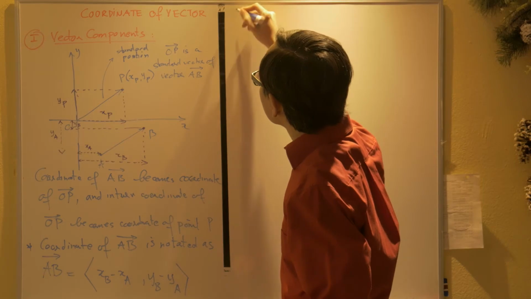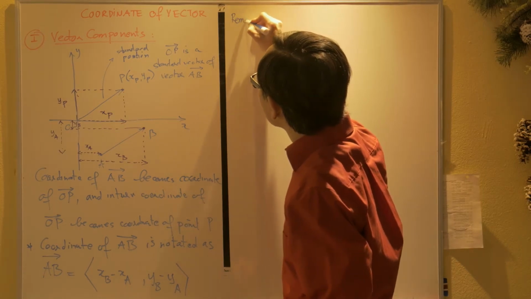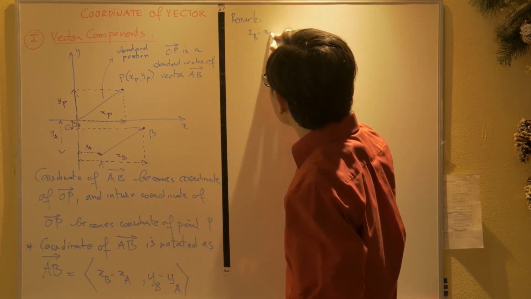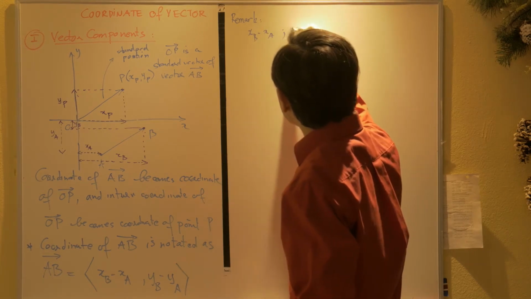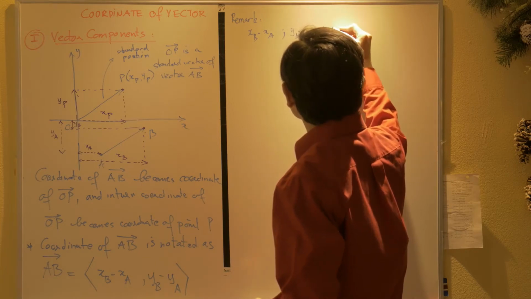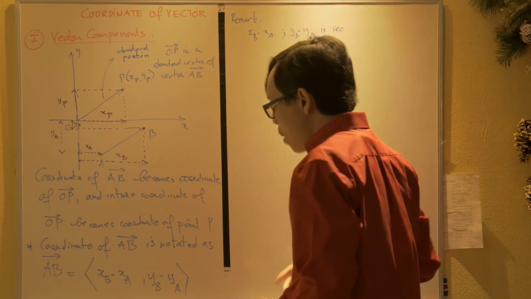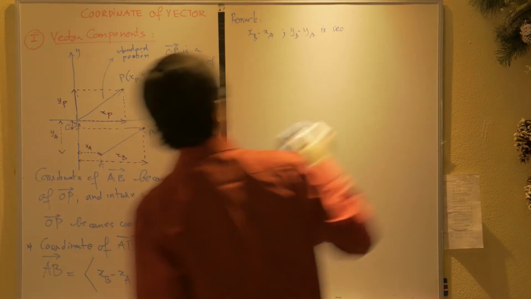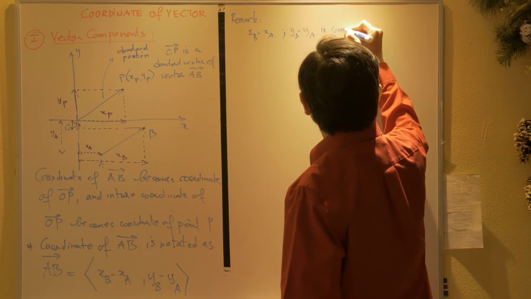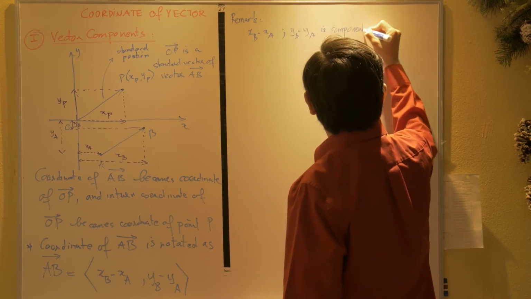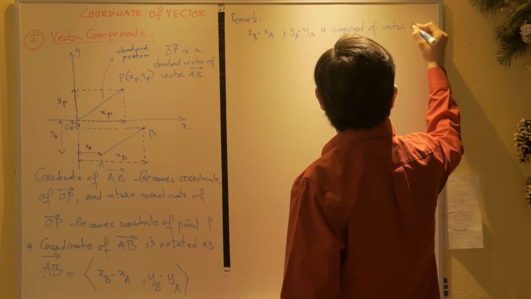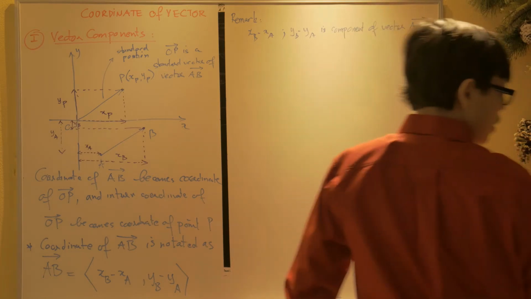Okay, remark. xb minus xa, yb minus ya is the component of vector AB.